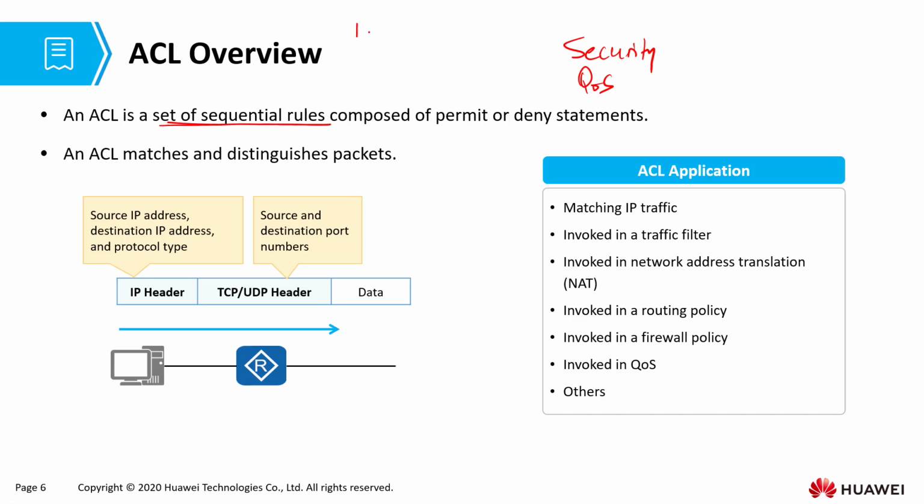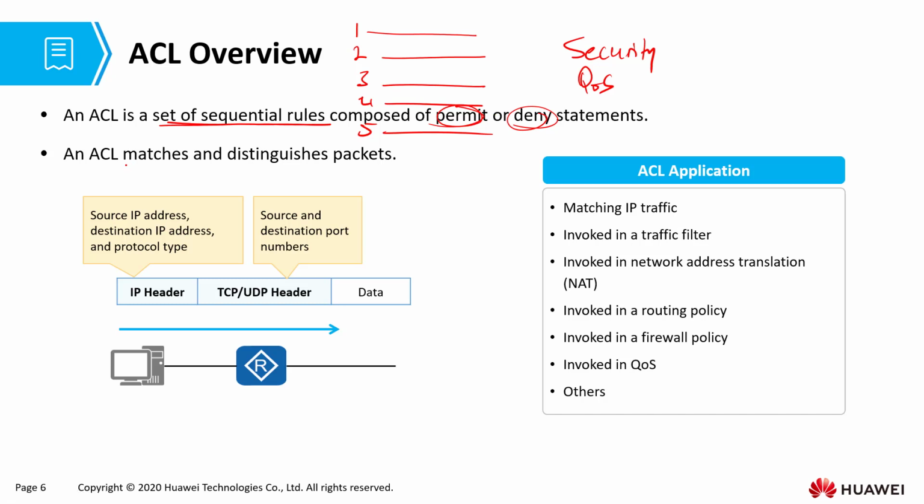So we have rules. Rule number 1, don't do this. Rule number 2, do this. Rule number 3, do this. Rule number 4, don't do this. Rule number 5. It's just a sequential list. It's just a set of sequential rules, and these rules are composed of permit and deny statements. I'll explain those in a moment.